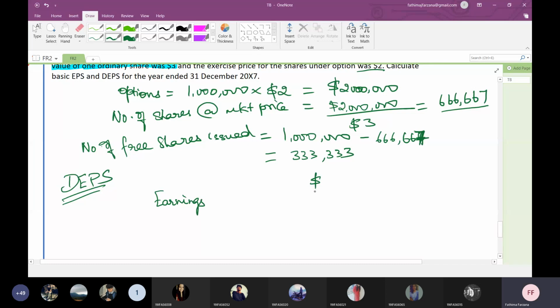So earnings is given as $500,000. Okay. And now I have to find DEPS. So this 500,000 divided by the total number of shares I have to take. Now how to find out how many number of shares I have? To find out the number of shares, first you have to compute what is the basic number of shares you have. How many number of shares initially you had?